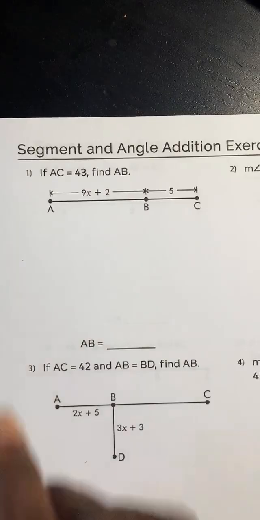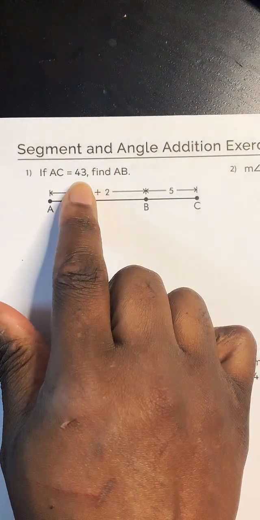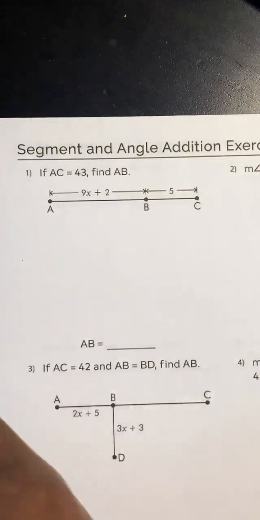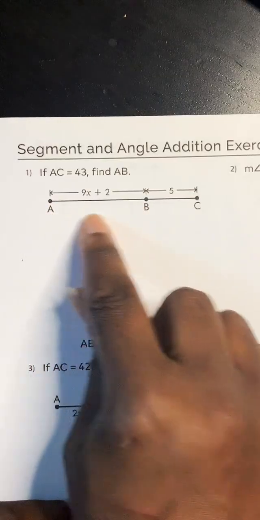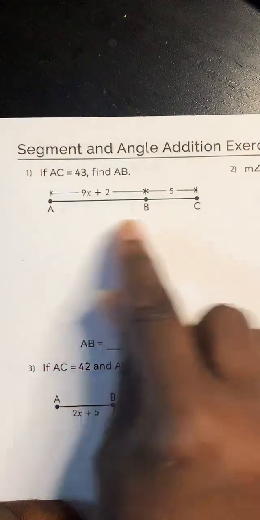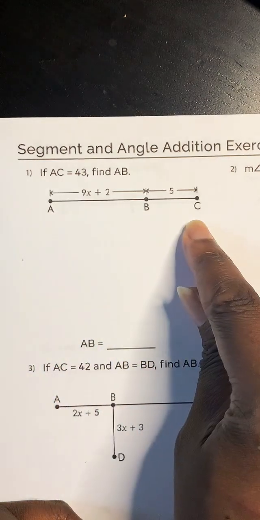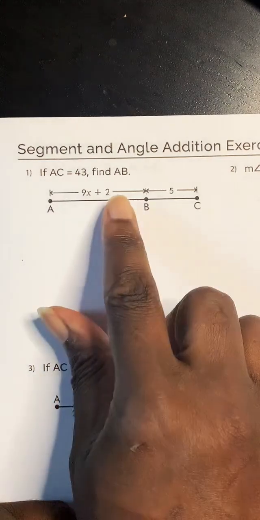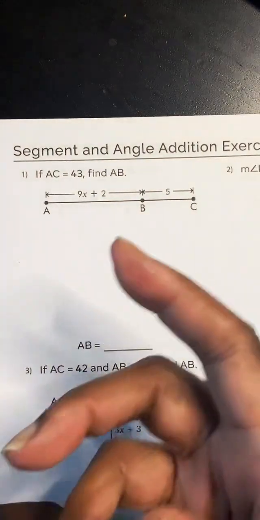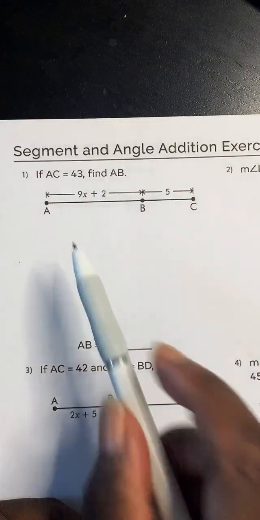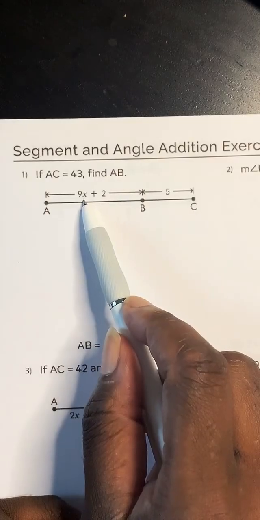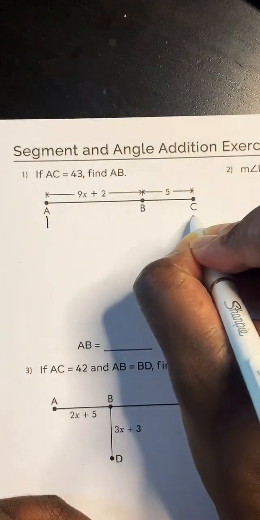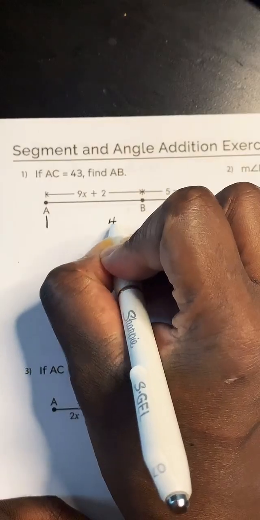So when I look at this, they're saying if AC equals 43, find AB. We have two segments, segment AB and segment BC, that are connected to the whole segment, which is AC. So we're using our components of algebra to help solve what AB is going to be. But in order to figure that out, we need to figure out what x is. With the given information, from A to C, that whole length is 43.